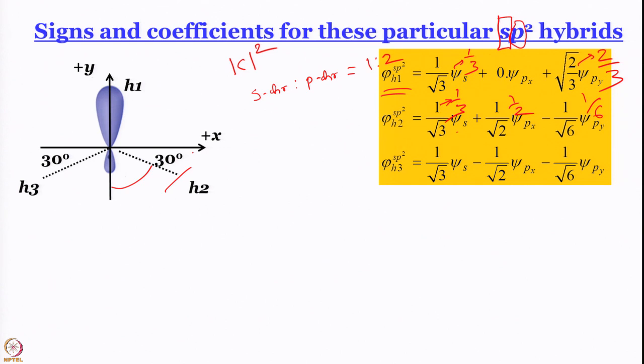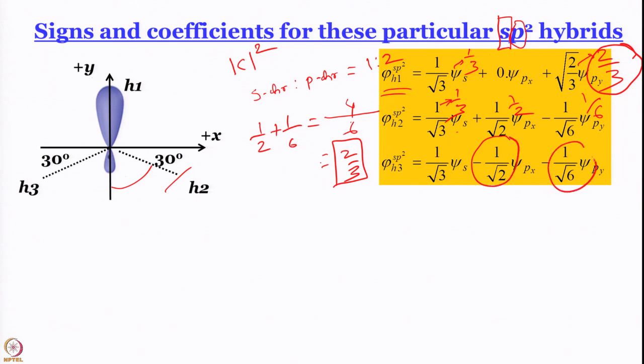But what is the total contribution of p orbitals? Half plus 1/6 is equal to, since it is easy, I will actually do it in detail, 4 by 6, which is equal to 2 by 3. Total contribution of p orbitals is 2 by 3, same as what it was in H1, right? So, total contribution is the same, and it is not very difficult to see that total contribution of p, once again here, is 2 by 3 as compared to 1 by 3 for s.